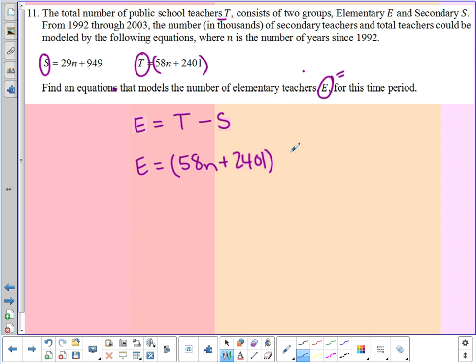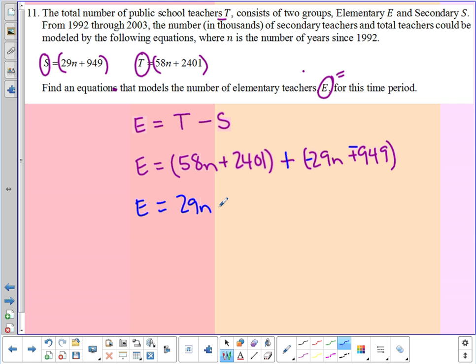And then I'm going to subtract this expression for secondary. And again, make sure you put it in parentheses. We have to group it together because it was an expression that was all together to start with. So I have this expression minus that expression, and now I need to combine them. So I'm going to make this adding, make that subtracting, and subtracting. You might want your calculators out for this if you don't have them out already. So when I put those together, 58n minus 29n is 29n.